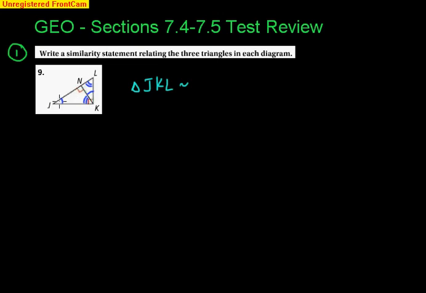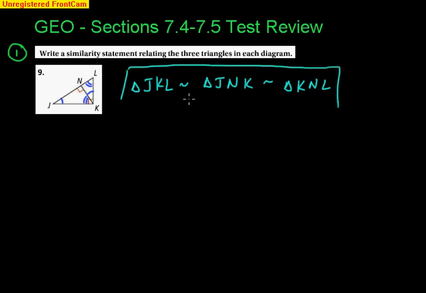So JKL is single to right angle to double. So I need to follow that same correspondence in the other 2 triangles. So in the medium triangle, single, J, to right angle, N, to double, K. And then in the small right triangle, single, K, to right angle, N, to double, L. So again, single, right angle, double in all 3 triangles. And there's a similarity.